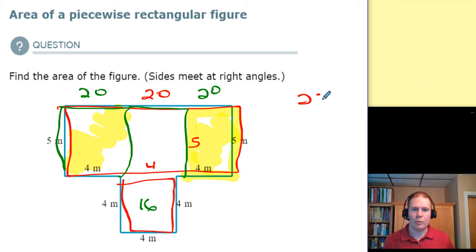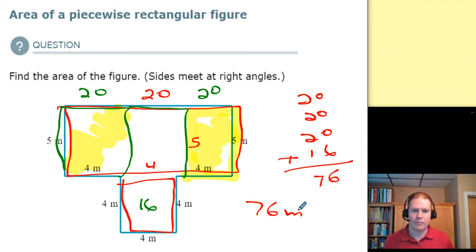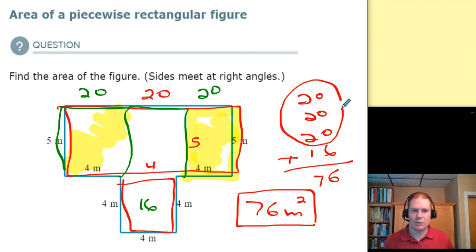And we can add that all up together. 20, 40, 60 plus one more 16, 76. Right? You could have done the tall one up top and just figured out that 4 plus 4 plus 4 is 12. 12 times 5 is 60. So here's my 60 plus the 16 down there. Right? Either way. So that's how you find the area of a piecewise rectangular figure.